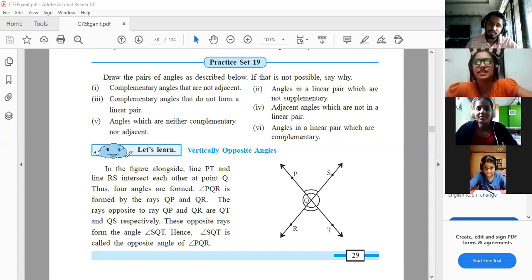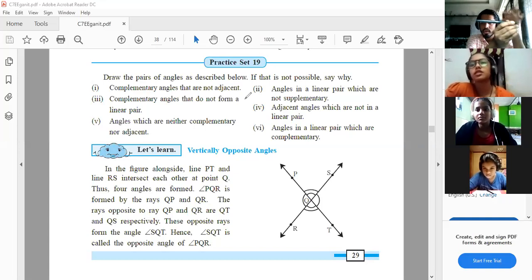Okay, vertically opposite angles. So angles, we know what are angles. Opposite means opposite to each other. So two angles that are opposite to each other vertically, not horizontally. Not horizontally, meaning not in a straight line where it is opposite to each other, but up and down. Now suppose I show you this pen, up and down. Opposite to each other. Such angles are called vertically opposite angles.